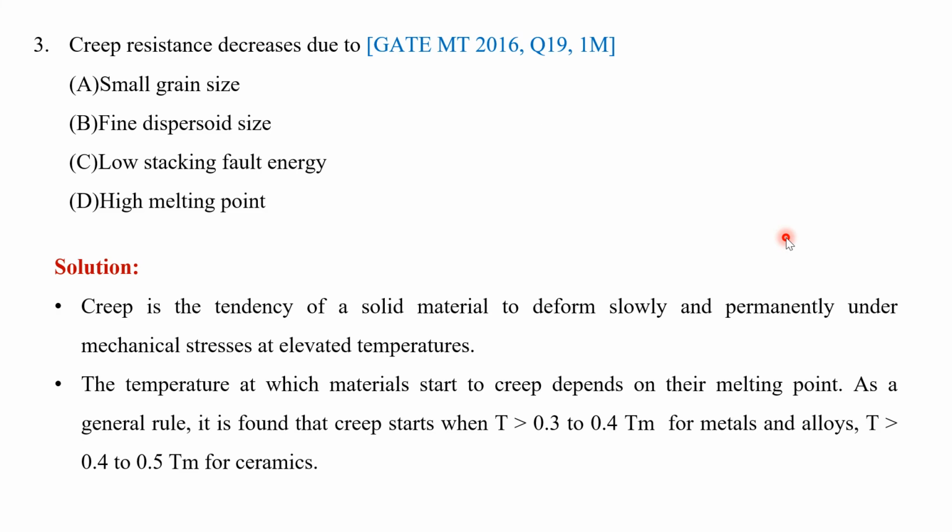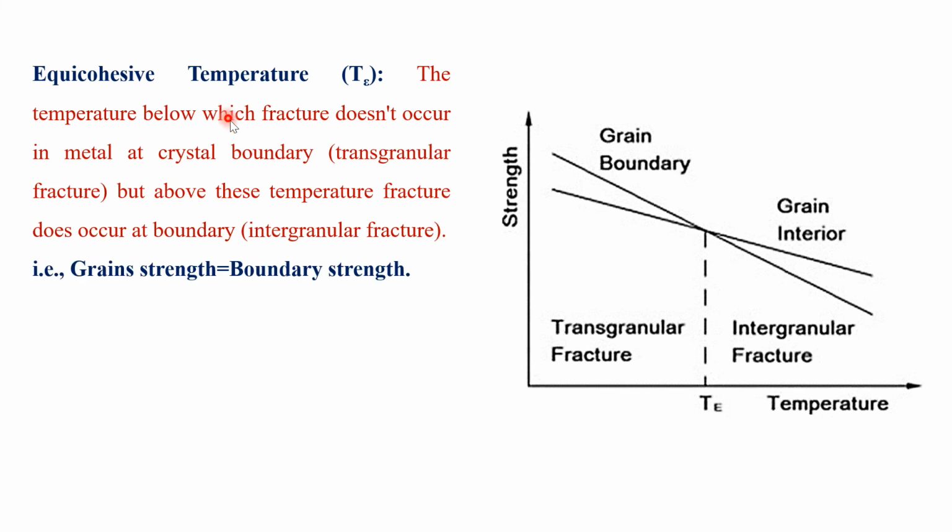So with that respect, we can define the answer, right? So creep resistance decreases due to smaller grain size. Smaller grain size means grain boundary area is more. Grain boundary area is more means that creep will occur very easily. So creep resistance will reduce. So our answer is smaller grain size. This is one way of defining this particular answer.